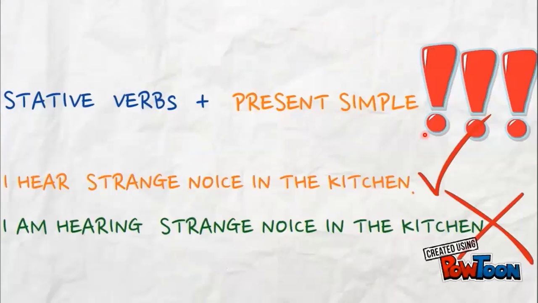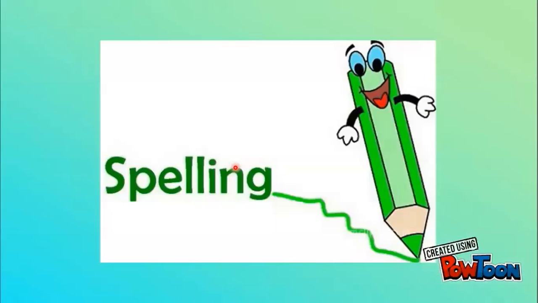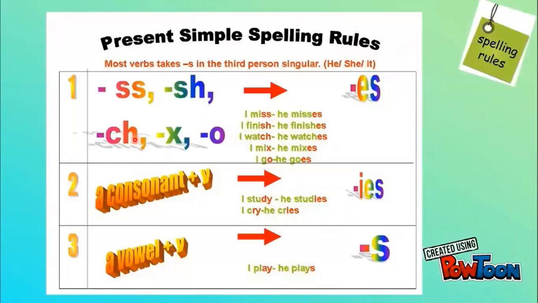Here's one good way to use them and one wrong way. So we say, I hear a strange noise in the kitchen, or I'm hearing a strange noise in the kitchen. Well, this is a review. Let's remember how to spell those verbs. I'm sure you remember this since you were children. All the time we have these rules on our books or notebooks. So here, pay attention to the title, present simple spelling rules. This is for present simple.